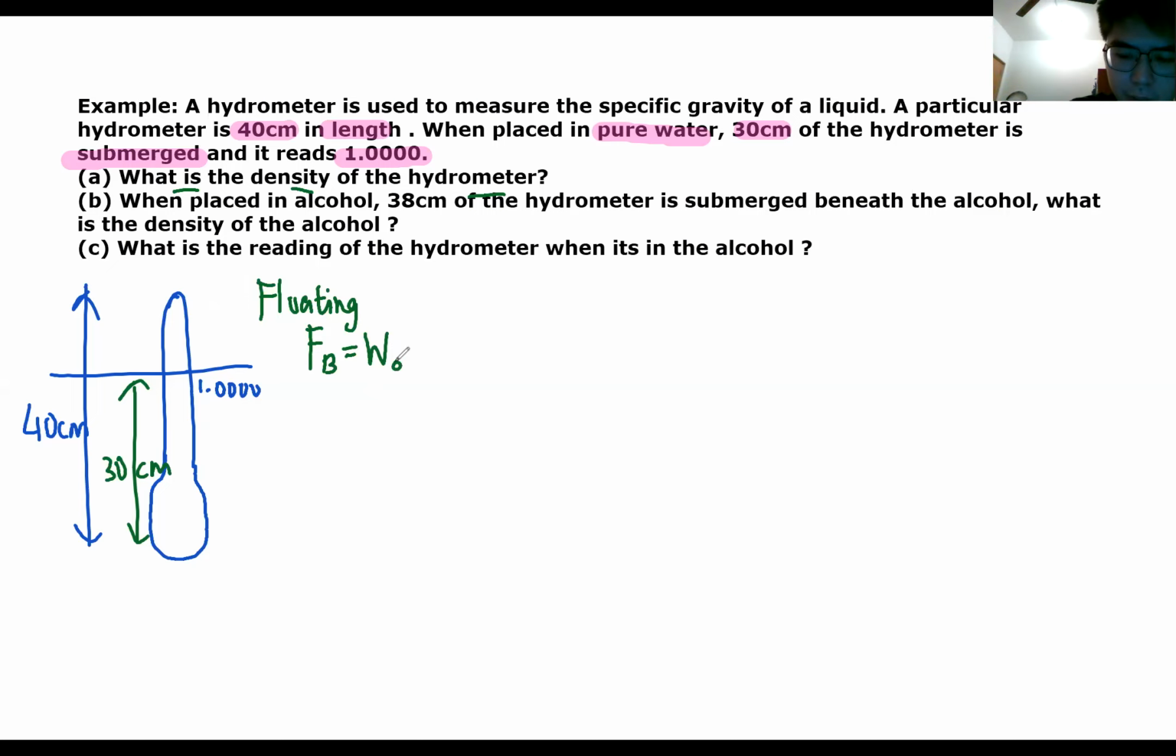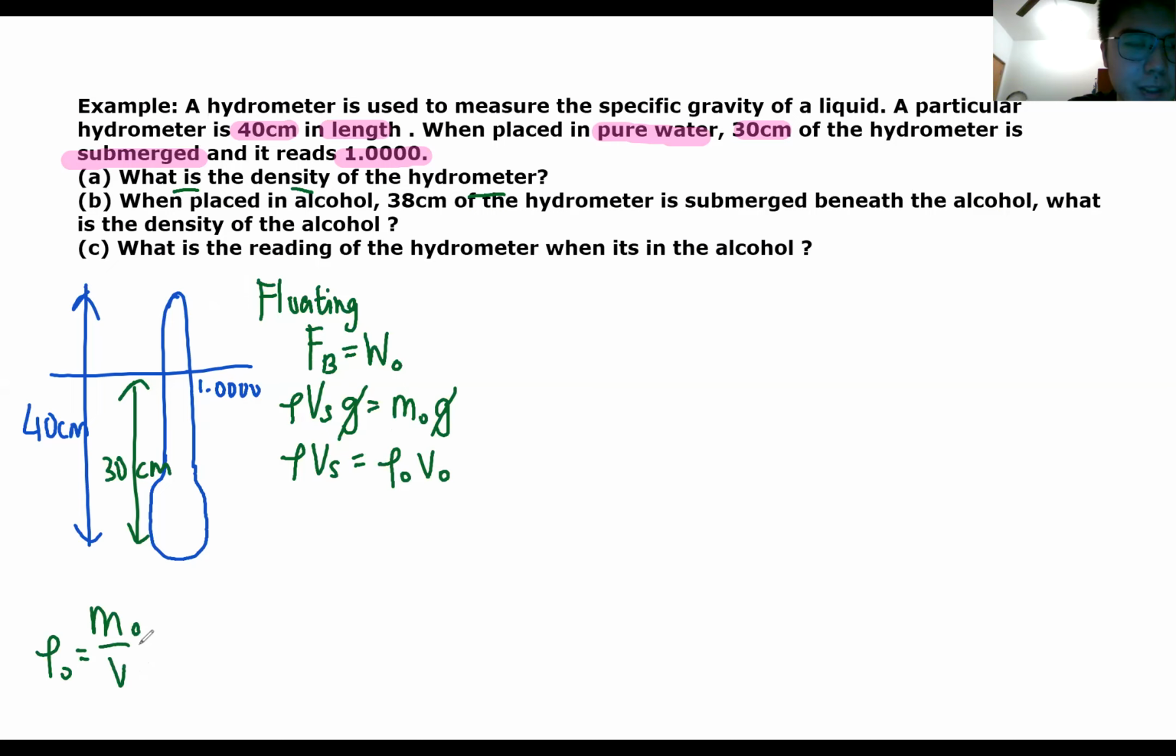Now let's expand the equation. Buoyancy, the equation is rho Vs g, where Vs is the volume submerged, equals the weight of the object, which is the mass of the object times the gravitational constant. From here I can cross out the g, and rho Vs equals the mass of the hydrometer, which I can express as the density of it times the volume of the object, because density equals mass divided by volume.